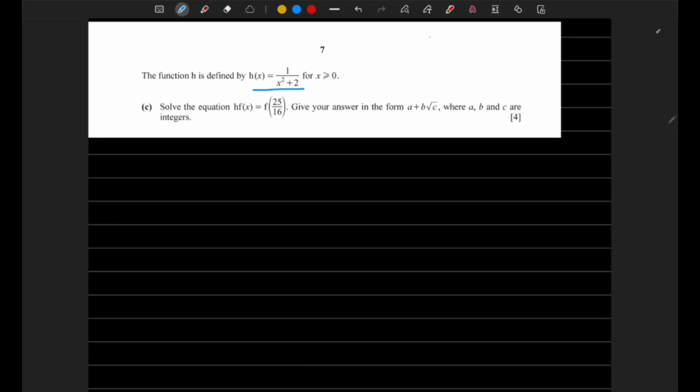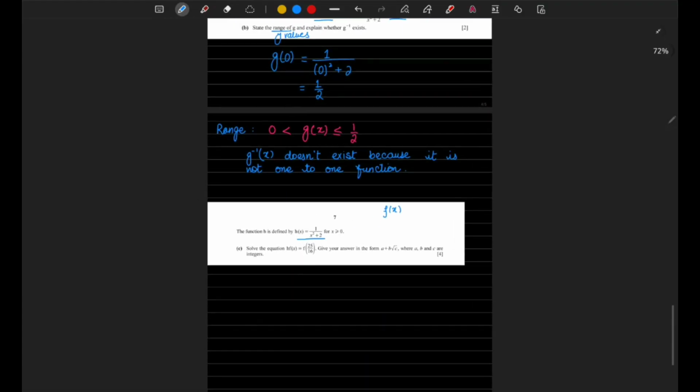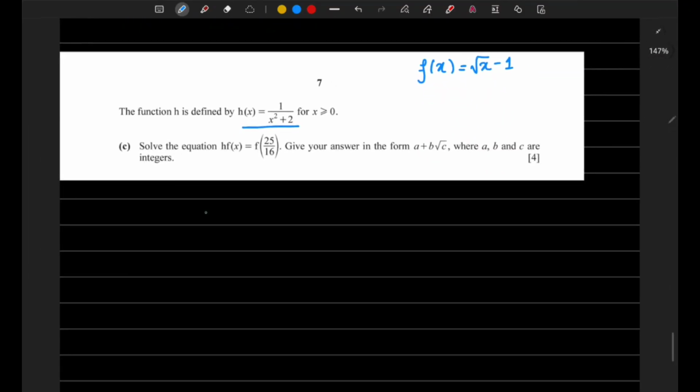Okay, so we need h of x, f of x. H of x is here, so we also need f of x. So we'll write that from above. F of x is square root of x minus 1. So what would be h of f of x? First write h of x, 1 over x squared plus 2, and in place of x we will be writing f of x, and that is square root of x minus 1. Okay, now this is equal to what?